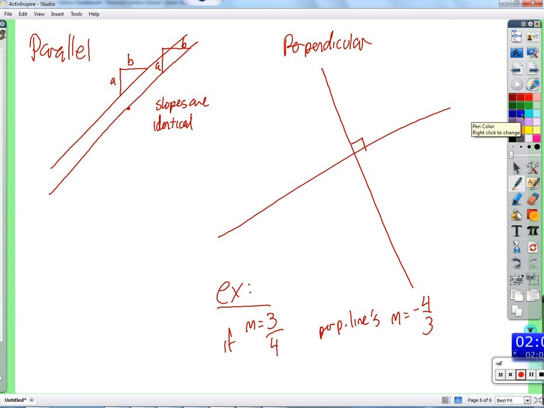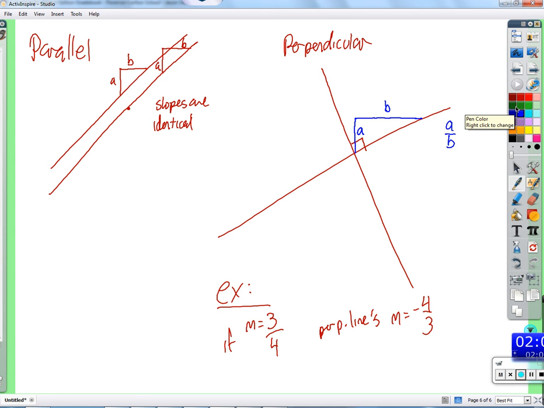Let me prove that to you. Let's say that this is A and this is B. So what's the slope of this line? Well, we can't be exact because I haven't told you any numbers. Since it goes up and to the right, we know it's positive. This is a positive slope. So it has to be A over B. That's all we can know. It's A over B. Okay?